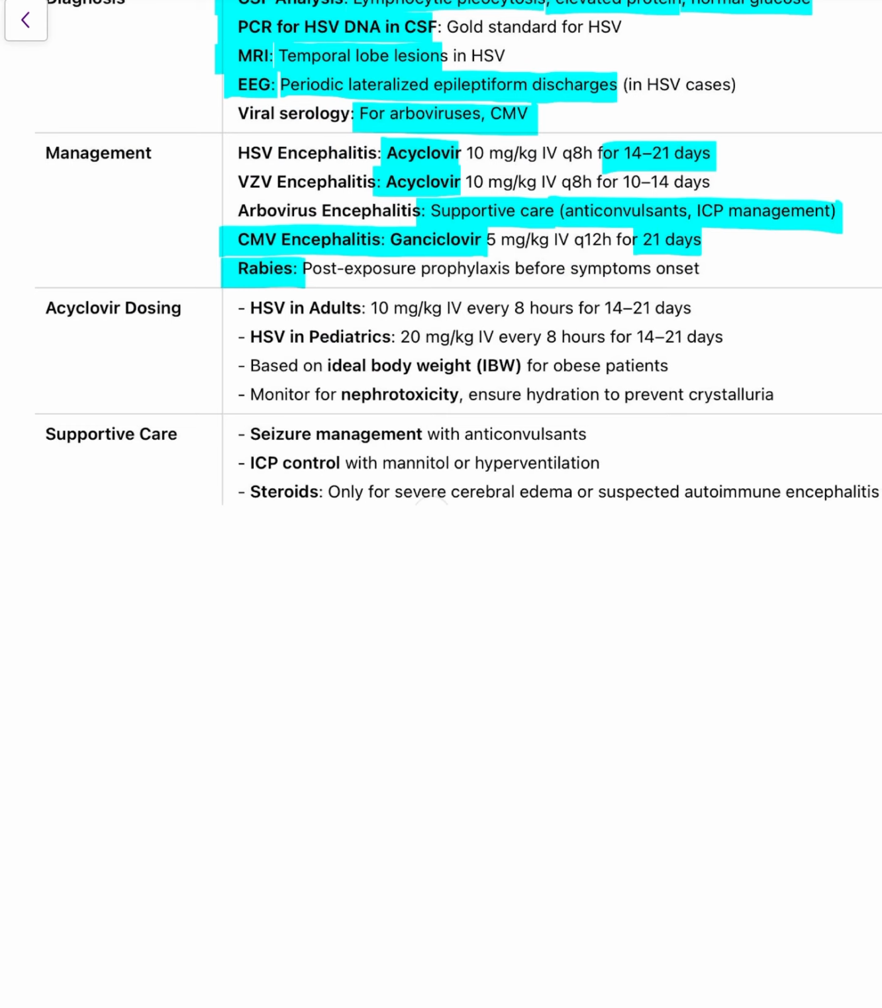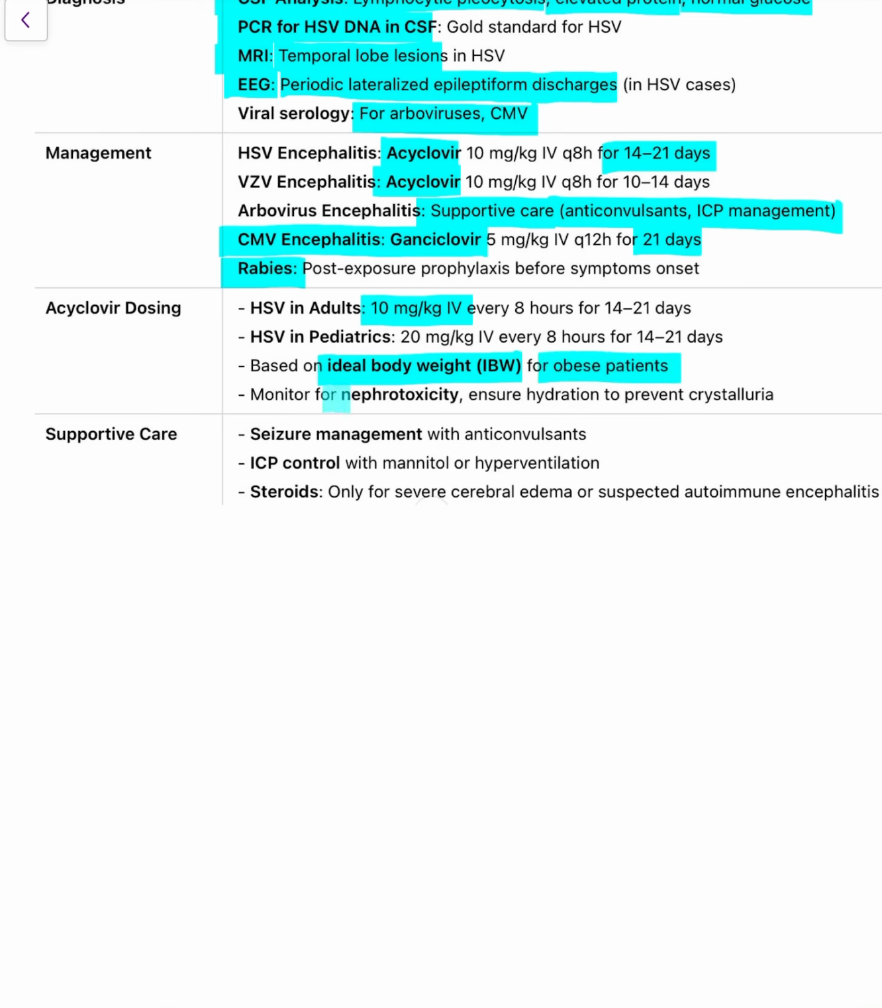Acyclovir dosing we will see: in adults, 10 mg per kg IV every 8 hours, for 14 to 21 days. In pediatrics, we use 20 mg per kg. And based on ideal body weight, we have to calculate the dose for obese patients.